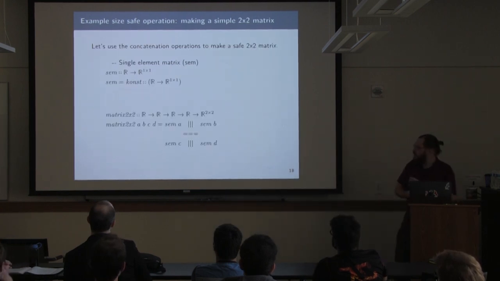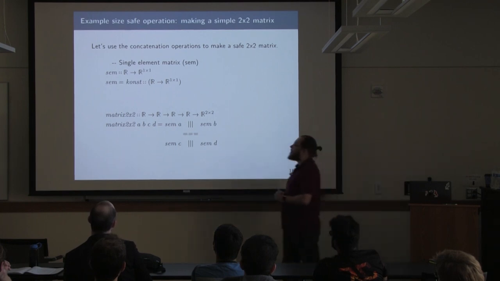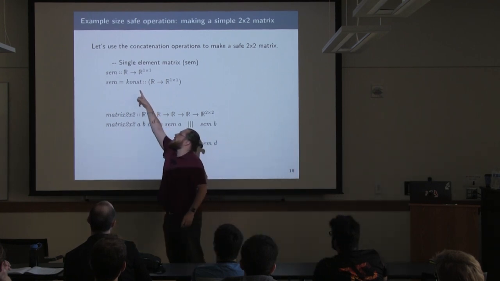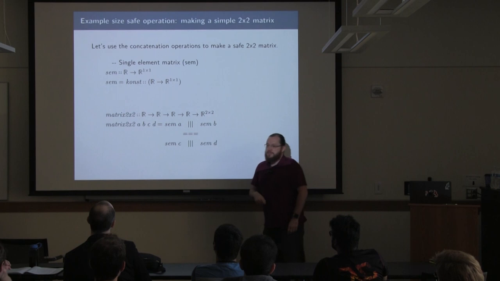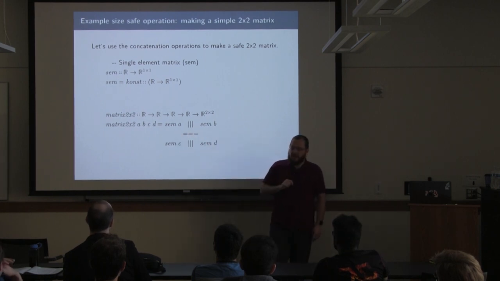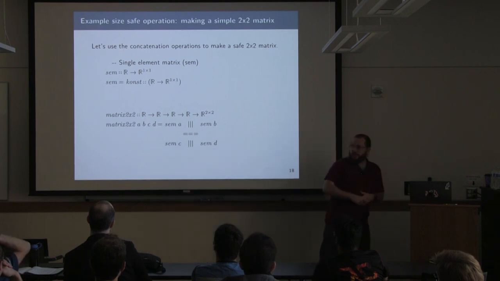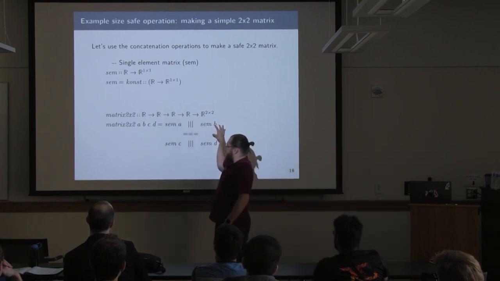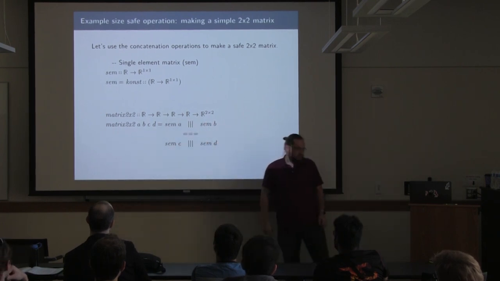So cool. Let's try to make a 2x2 matrix. First, we'll use this function const to generate a 1x1 matrix from a double. And then we can just use the functions that we have to generate the 2x2 matrix. It's literally just matrix here, matrix here, matrix here, matrix here.